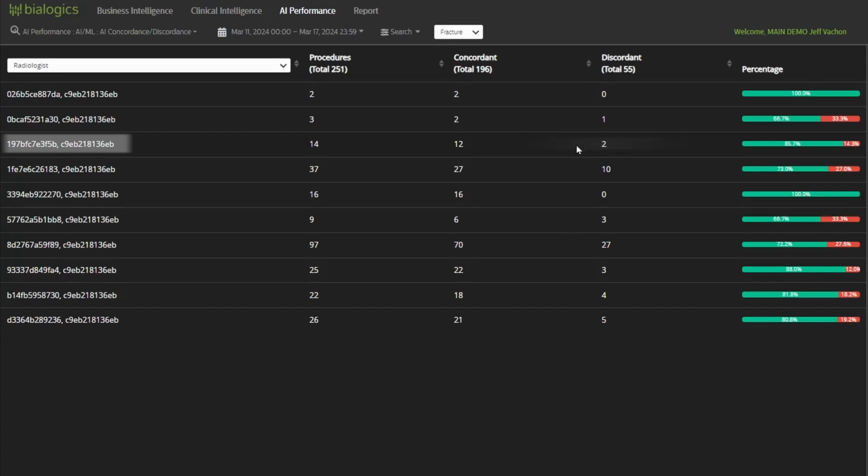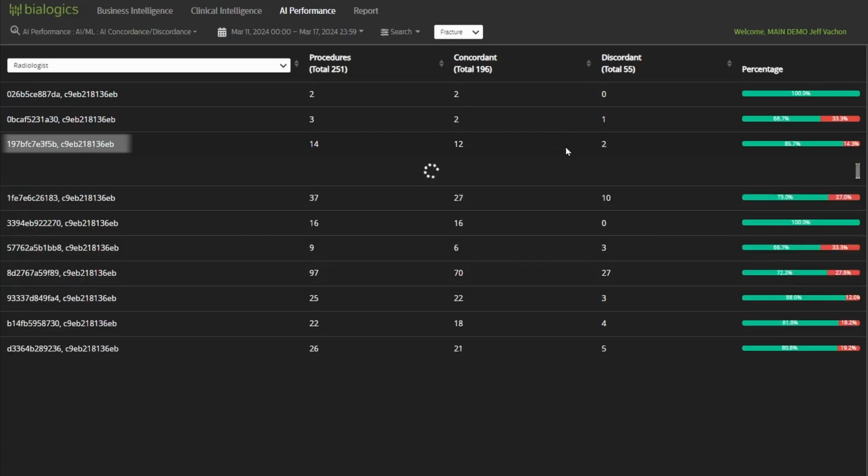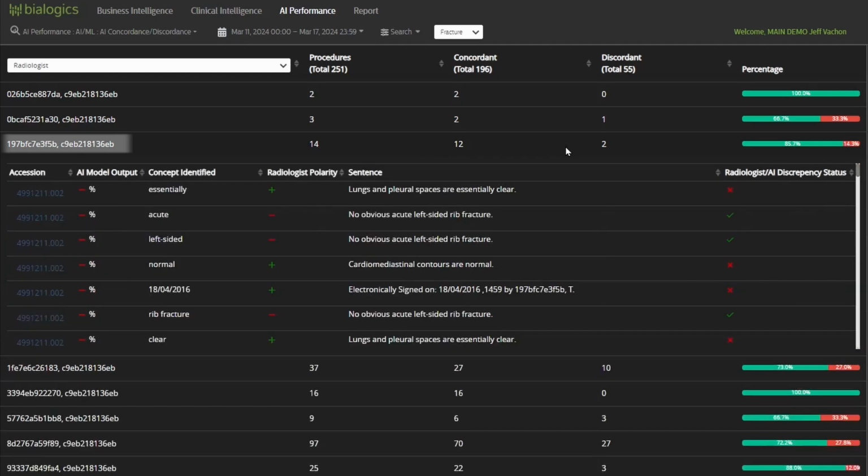And we can break that down. So now if we want to, as a follow-up to this, we can go in and look at each one of those studies to determine why it was either concordant or discordant. And you can see how we do that as well as the percentage of each for that patient.